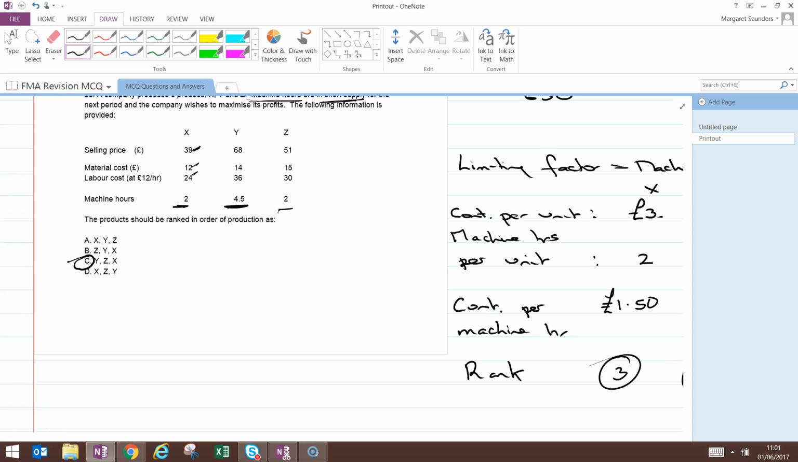So that's the last multiple choice question. Obviously these are only examples of the sort of questions that you can get on the exam paper, but we have covered amongst these multiple choice questions all topics. Hopefully it has been useful to you and has helped you prepare for your exam.